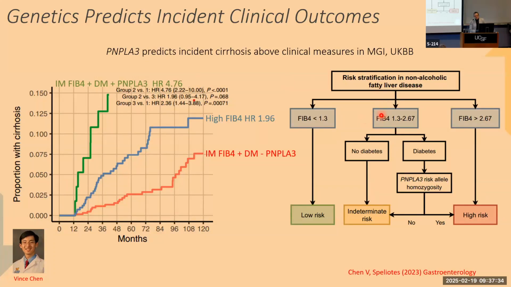So really, this suggests that genetics should be used as part of our better risk stratification guidelines to be able to define a group of individuals that we now consider low risk and bring them into the high risk category so we can get them care before they develop advanced liver disease.